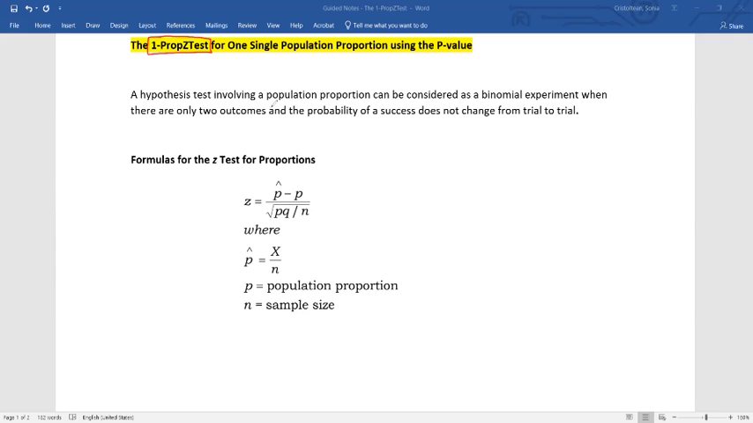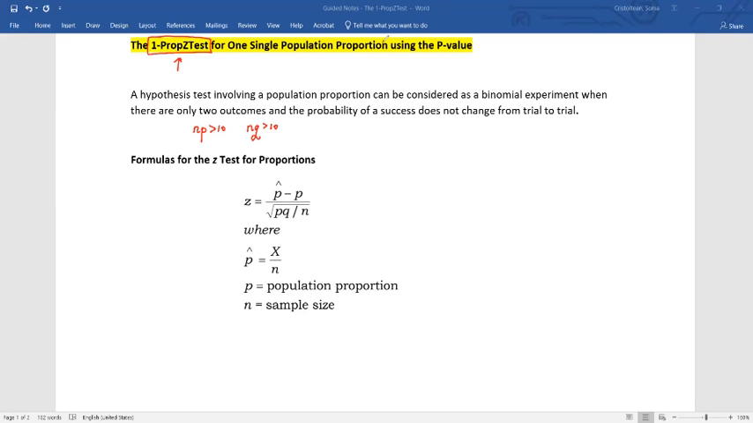A hypothesis test involving a population proportion can be considered as a binomial experiment where there are only two outcomes and the probability of success does not change from trial to trial. In order to perform this test, some conditions must be met, and you do recall these conditions from the confidence interval. N times the probability of success should be greater than 10, and N times the probability of failure should be greater than 10. However, in any problems that we will do, this will be met, and we will be able to perform this test.